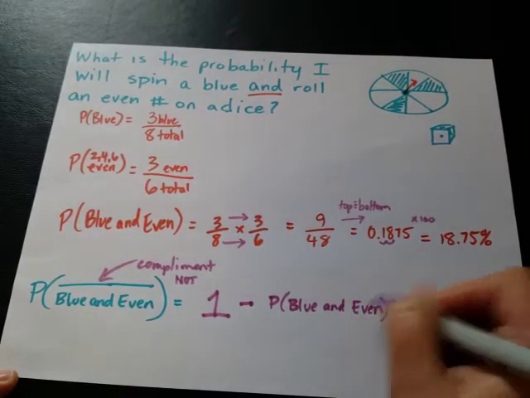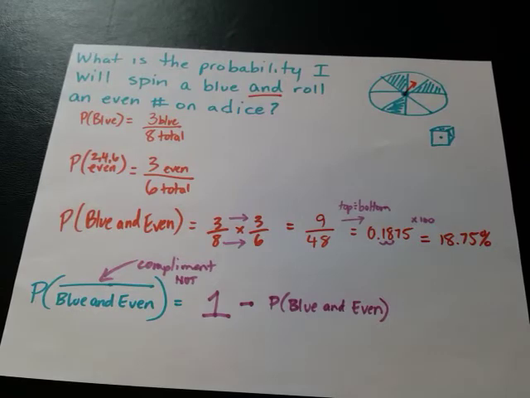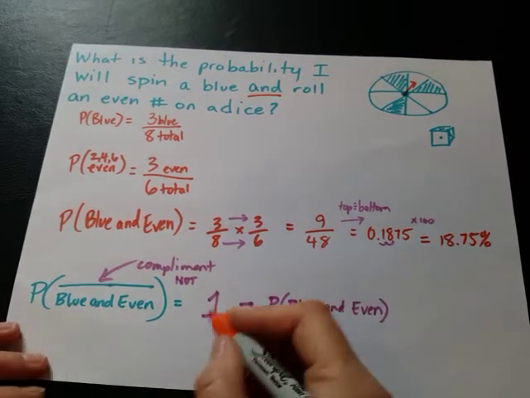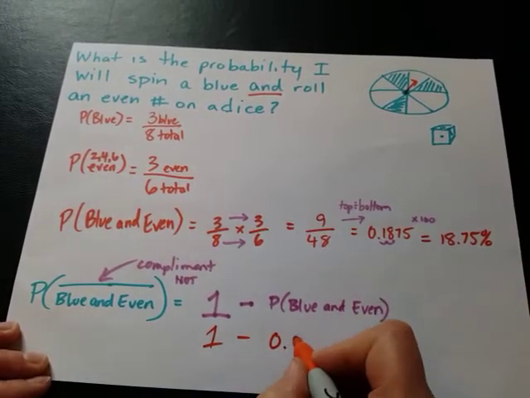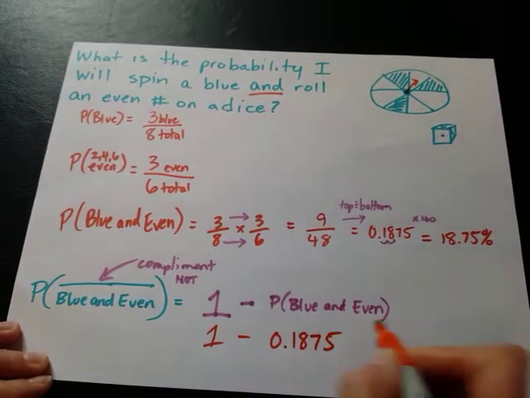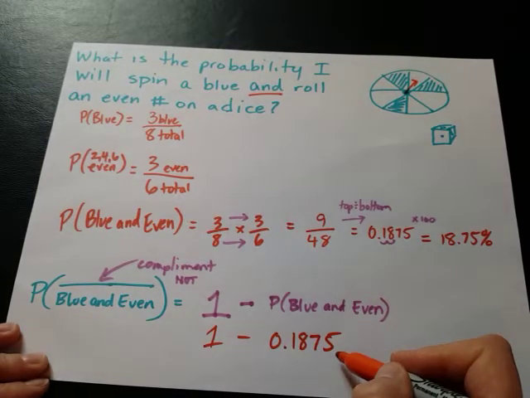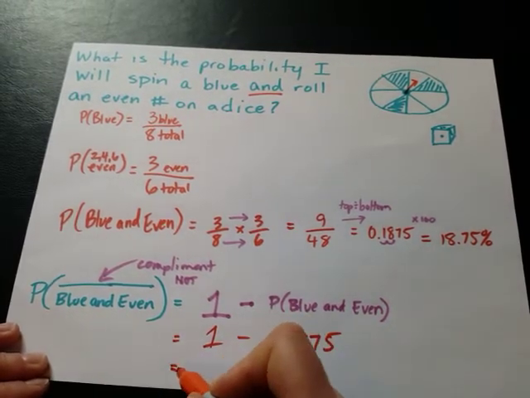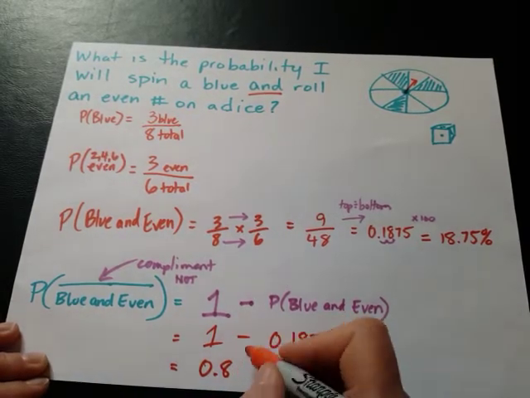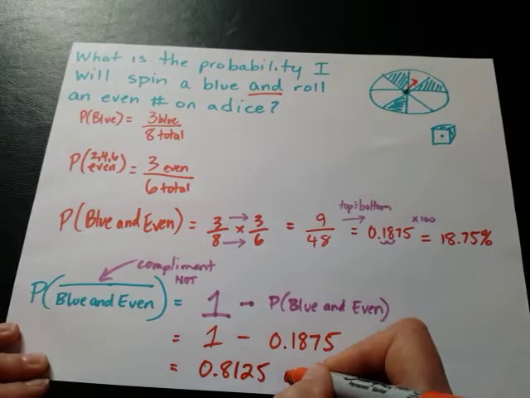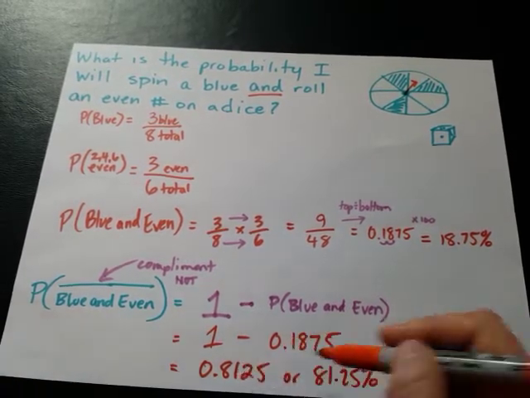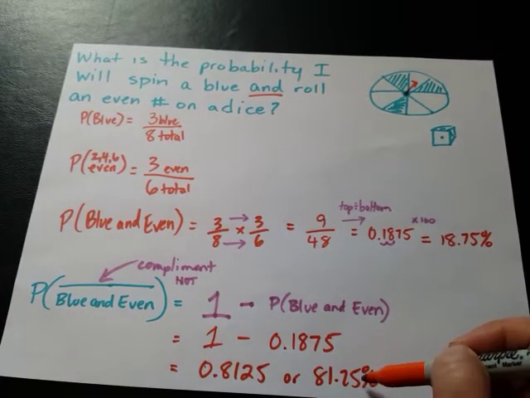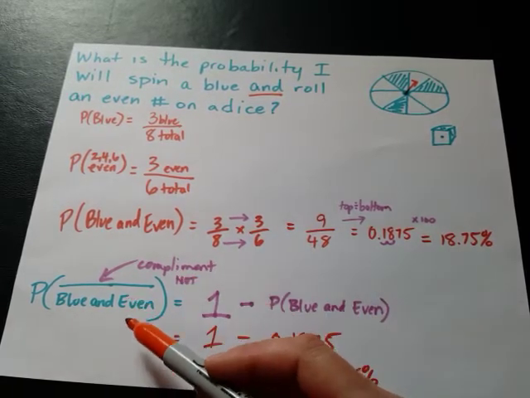So we know now the probability of getting blue and an even number is, I'm going to use the decimal because it's so much easier, 0.1875, and I just subtract that off of 1 to find my complement, which would be 81%. So 81% of the time, I do not get blue and even.